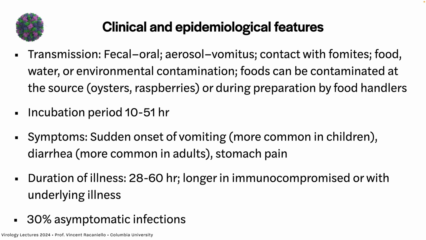Sometimes it's vomitous. So I'll show you in a minute. There are some incidences of transmission on airplanes when people are vomiting into those bags. They make an aerosol, and that can infect the entire plane. Food is a big one, water, environmental contamination, oysters and raspberries. Anything you don't wash that comes in contact with water can be a spread mechanism of norovirus.